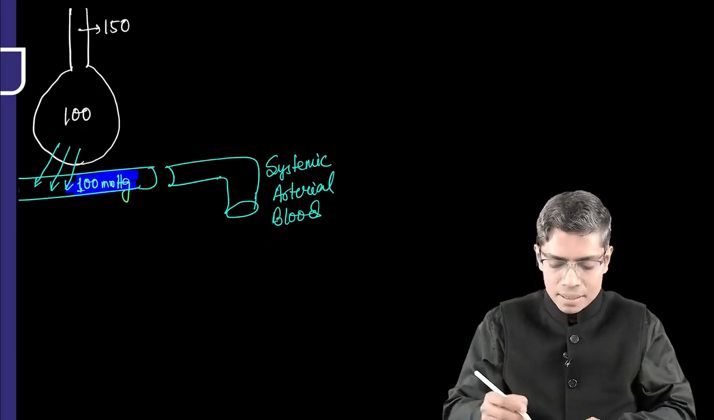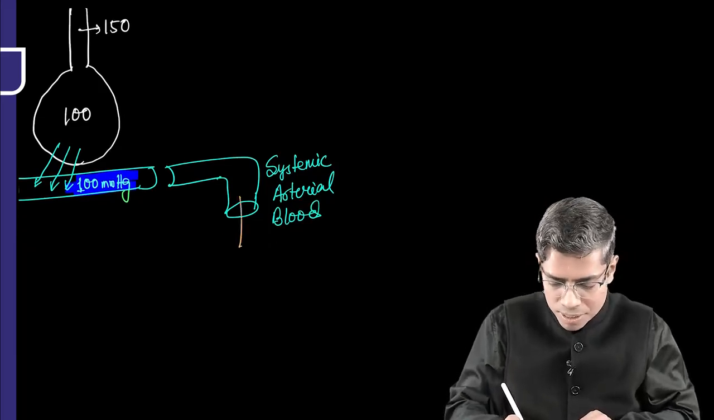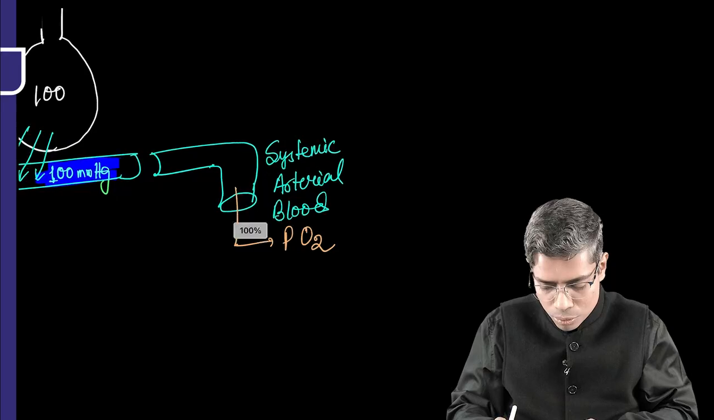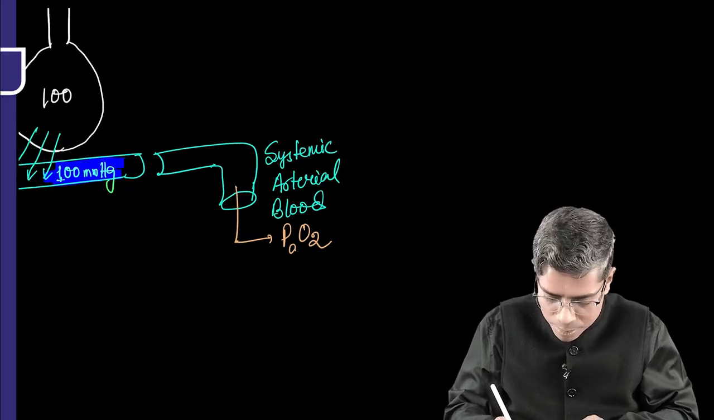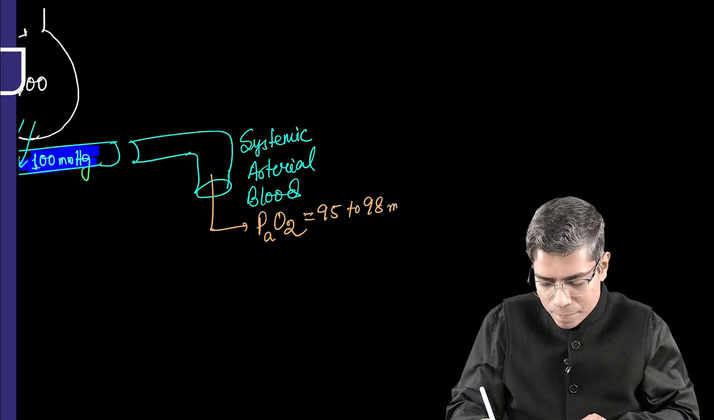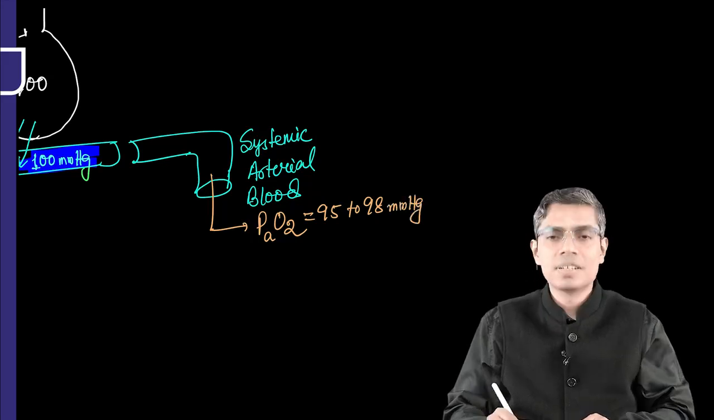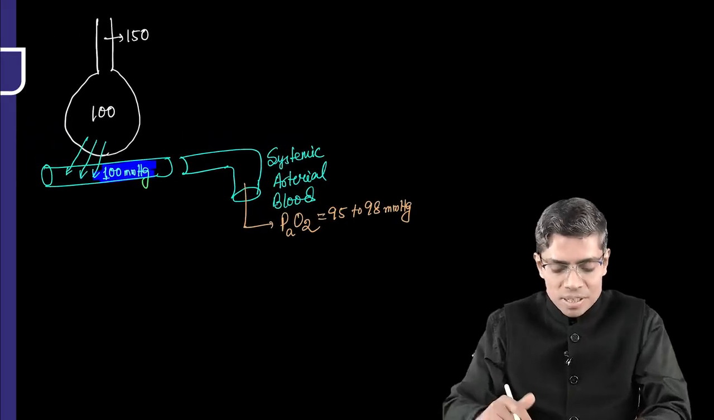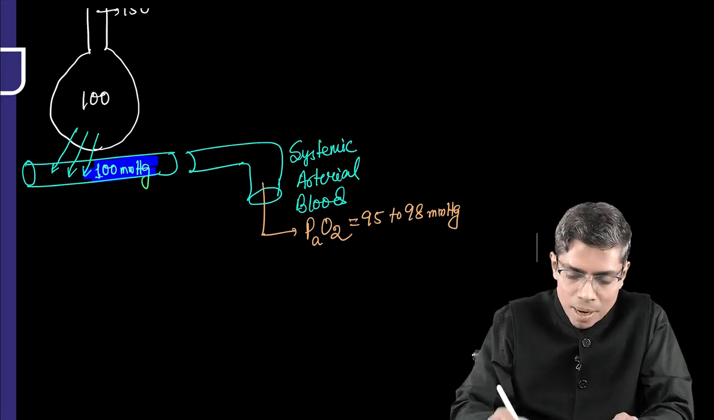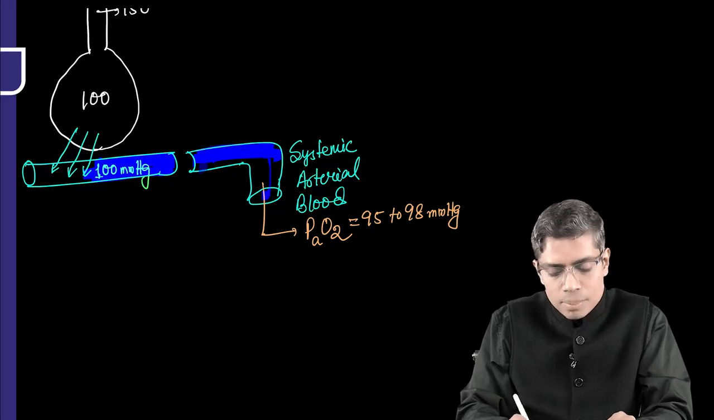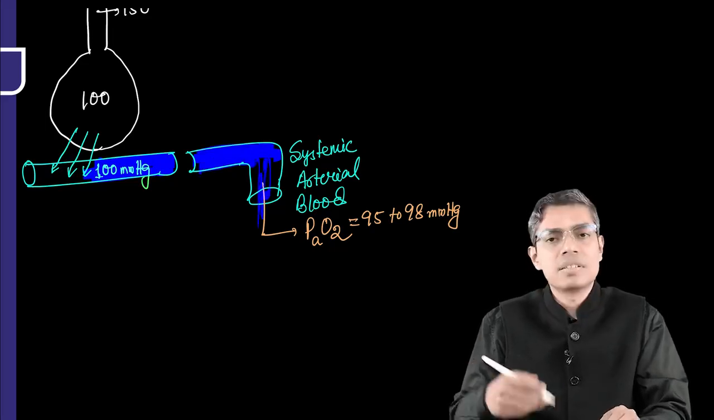then you will find the partial pressure of oxygen here is a further drop. So PO2, but here I am using a small a, PaO2, it will be approximately 95 to 98 millimeter of mercury. Now the question is, why is there a further drop? Because the partial pressure of oxygen at the pulmonary capillary is 100, and this blood is going to the pulmonary vein and from there into the systemic circulation.